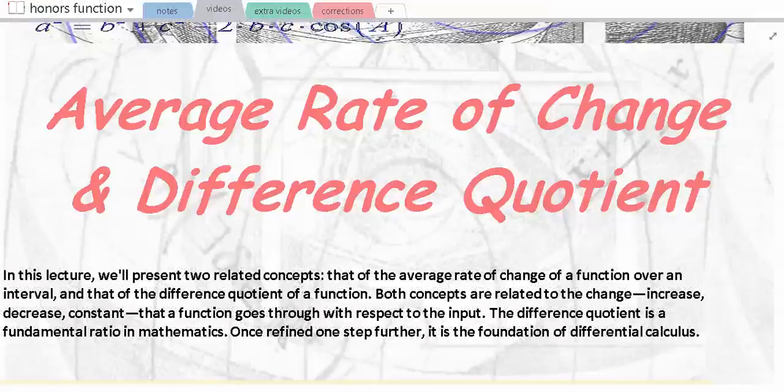In this video, we're going to be covering the average rate of change and the difference quotient of a function. In the previous two lectures, we looked at the intervals of increase and decrease of a function. This lecture and the next continue looking at the change in the outputs of a function.